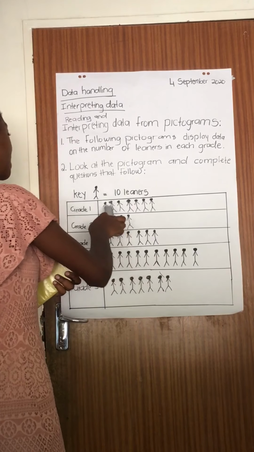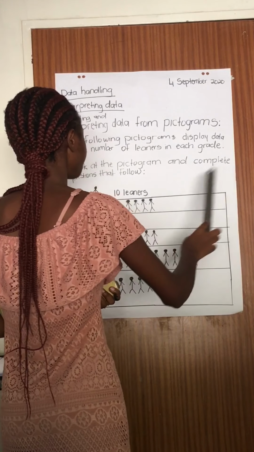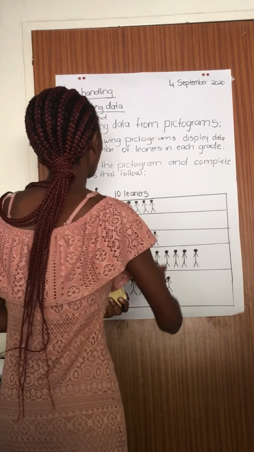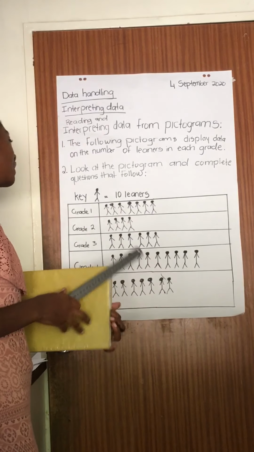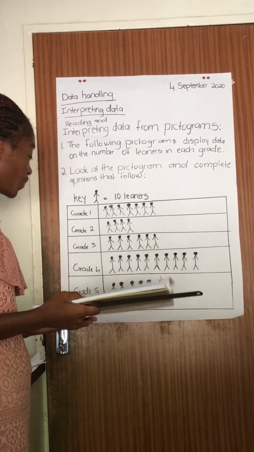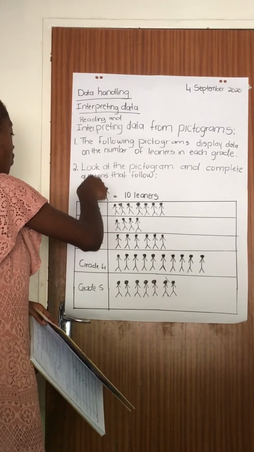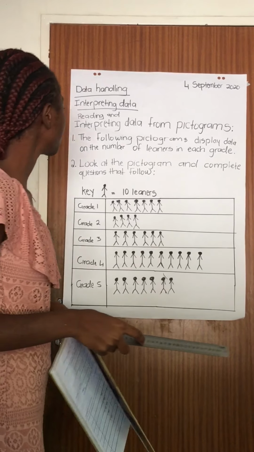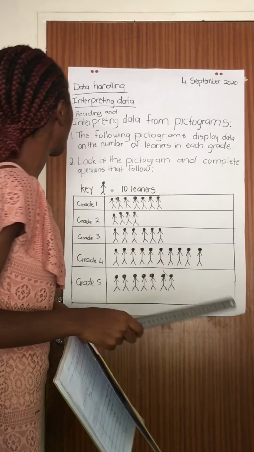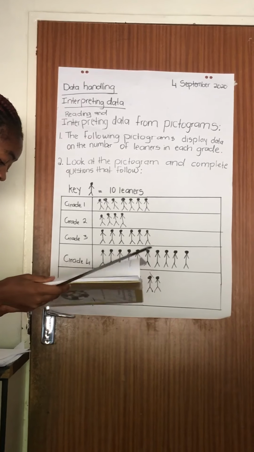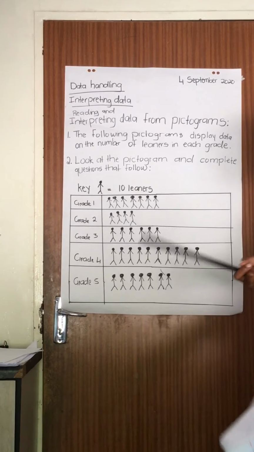Instead of drawing a lot of other kids out here, we are going to use 1 person to represent 10 learners. Okay, so we are going to answer questions according to the following pictogram. We are going to read data and interpret data from this pictogram, and answer the following questions. So our first question is, which grade has the most learners?